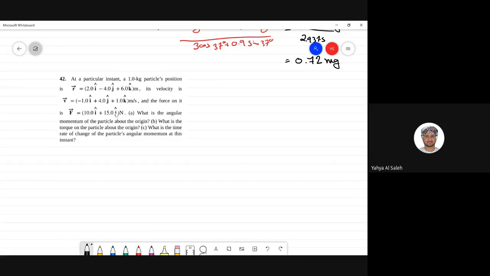Now, the angular momentum has two ways to calculate. One is I omega. The other one is r cross p. Now we're going to be using this one since we already have r and we have v and we have m. So we're going to be using L equals m r cross v.